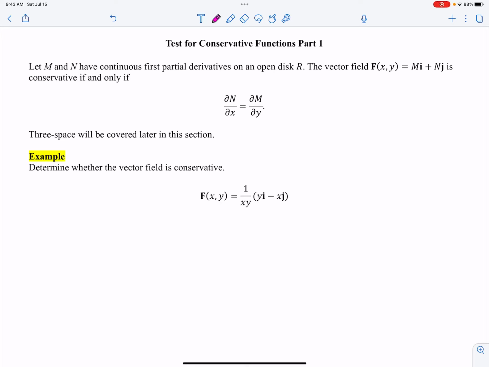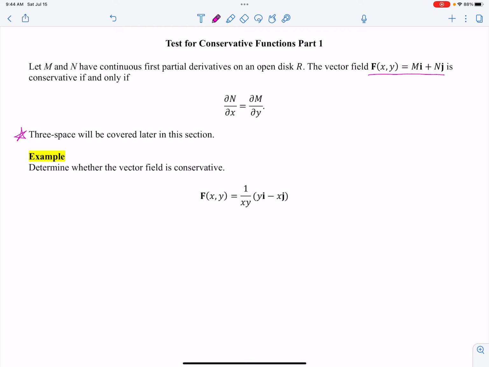In this video, we'll continue our discussion of vector fields by determining how to test for a conservative vector field. So far we did one example of how to find a conservative vector field given a potential function, and it was only in two variables, so in two space. We're going to do three space later. If we have a vector field defined like this with M and N, M being the i component, N being the j component.